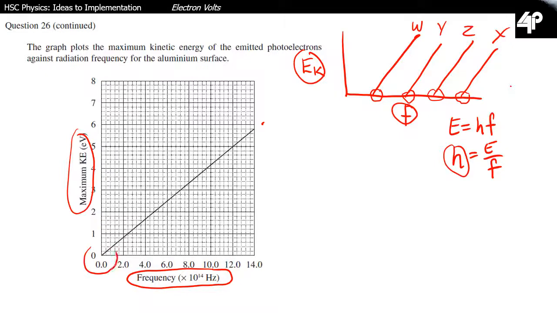Now, what's happening down at the origin? Because this is the clue to everything. This means that when you have a frequency of 0 hertz hitting that aluminium cathode or emitter in the photocell, the kinetic energy is 0. But as soon as that frequency is anything other than 0, I'm getting kinetic energy of photoelectrons. Anything above 0 hertz is ejecting photoelectrons from the surface of the metal.